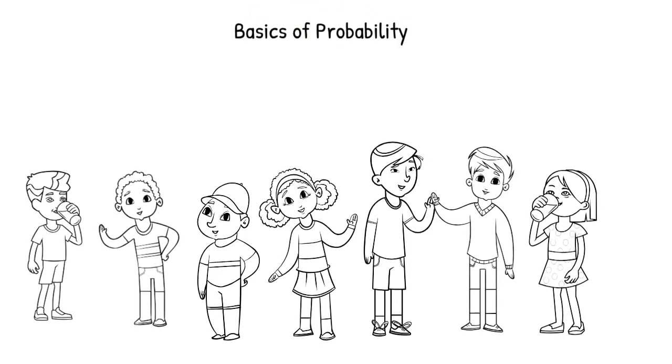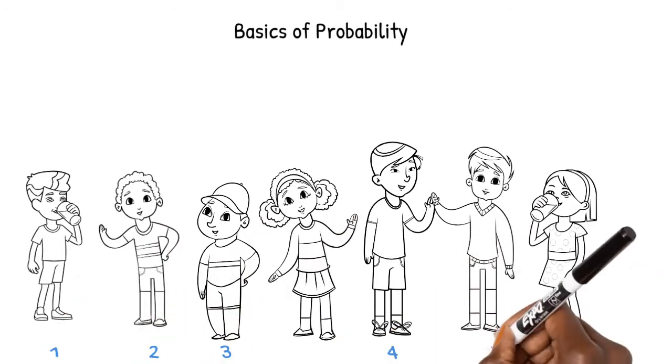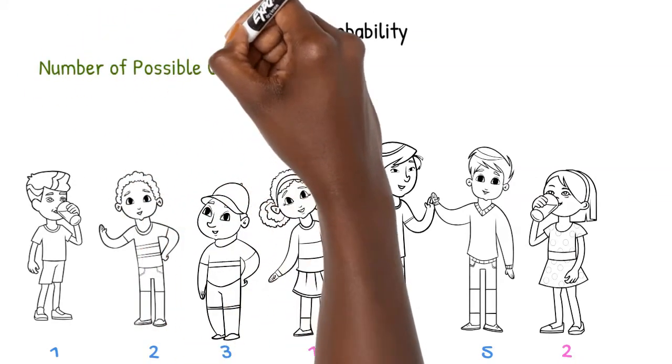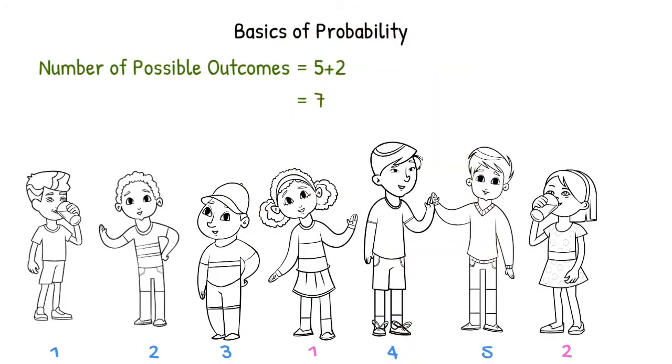In this video, we'll be looking at the basics of probability. Let's say we have some students hanging out in a classroom. There are 1, 2, 3, 4, 5 boys and 1, 2 girls. So, if we are to select a person at random from the room, to find the number of possible outcomes, we add 5 plus 2 and get that there are 7 possible outcomes.